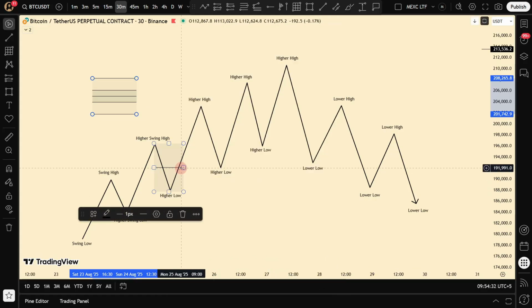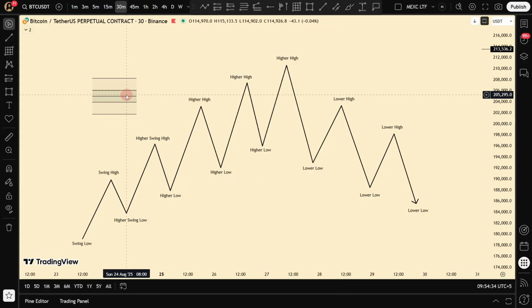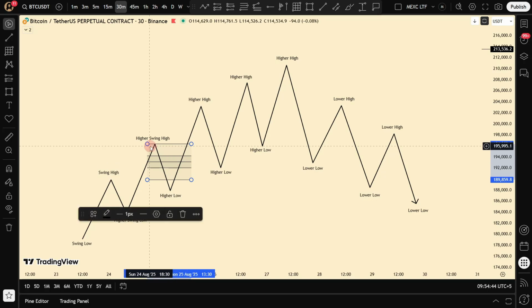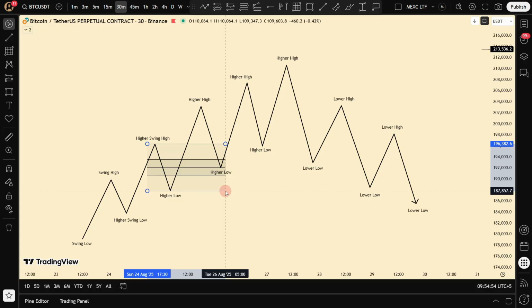Now, why is this important? We have 3 levels in our zone. Why does the zone work? I'll get into it later on. But for now, all you need to know is from where to draw the zones. That is the higher swing high, the swing high to the swing low, the previous swing high to the low. That is your zone, and you extend it.